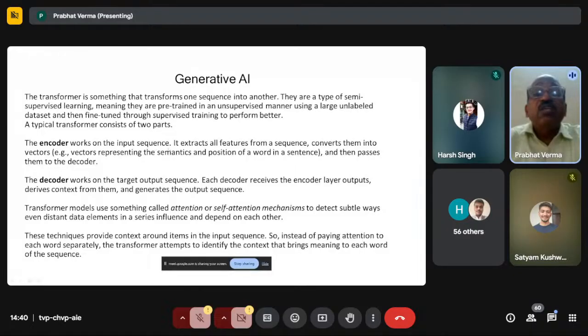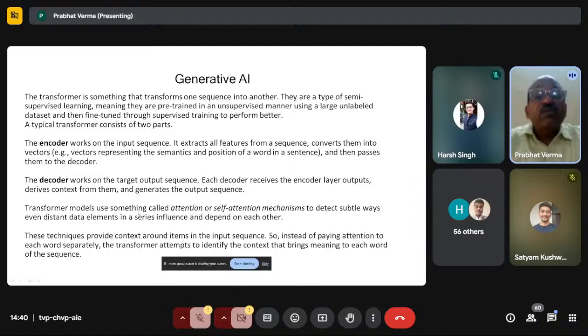The encoder works on the input sequence. It extracts all the features from the sequence, converts them into vectors, and then passes them to the decoder. And the decoder works on the output sequence. Each decoder receives the encoder layer output, derives context from it, and generates the output sequence.